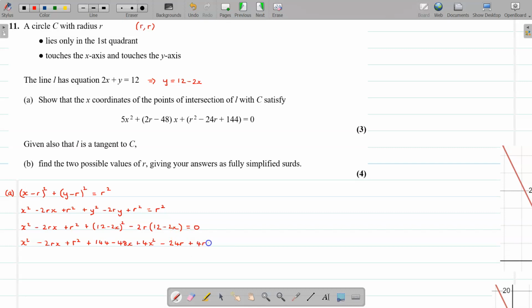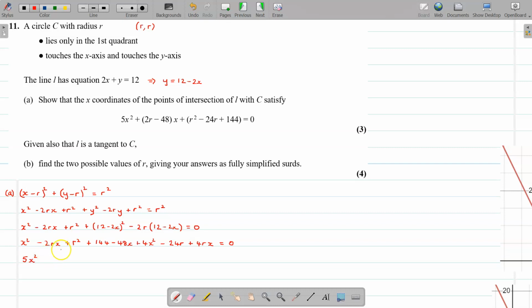Okay, equals 0. Now hopefully that will give us what we've got up here. So x squared and 4x squared, I see, will give me the 5x squared. Okay, so I've taken care of the x squared terms.